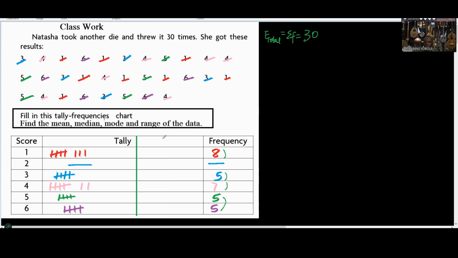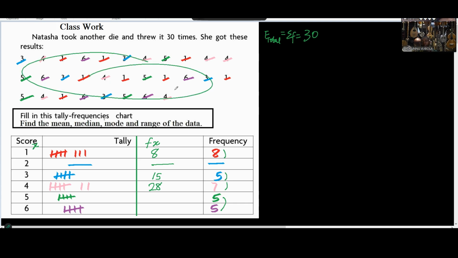This column is called fx, while this column is x. So 1 appeared in 8 places, and that is 1 times 8, which is 8. 2 doesn't appear at all, so nothing is here. 3 appears in 5 places, that is 3 times 5, and that is 15. 4 appears there 7 times, so that's 4 times 7, which is 28. This is just like we are adding all of this data together step by step.